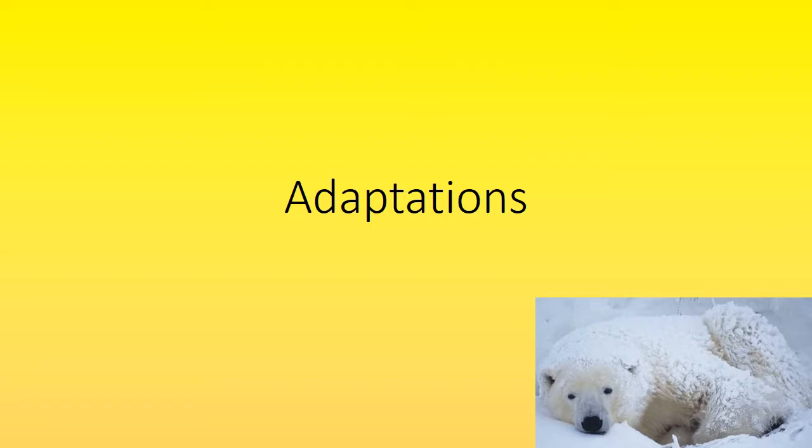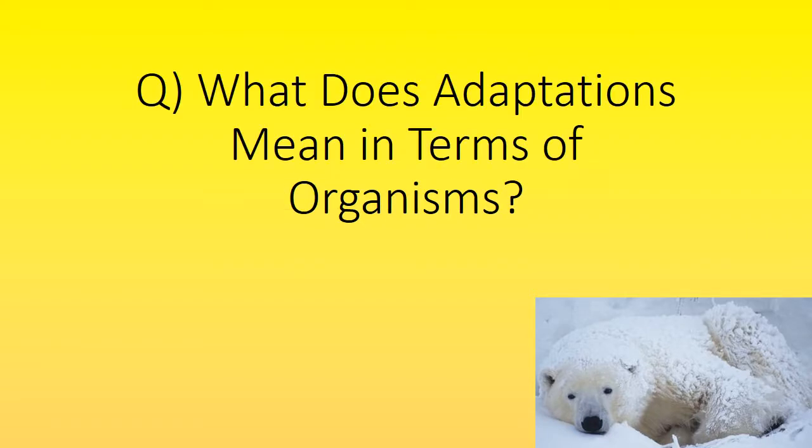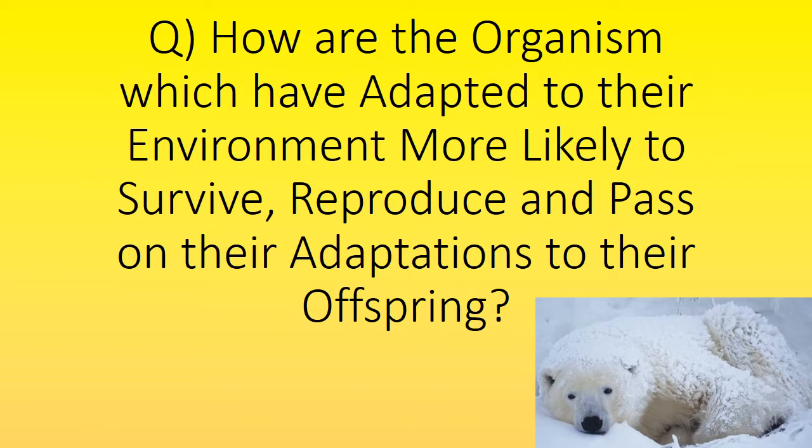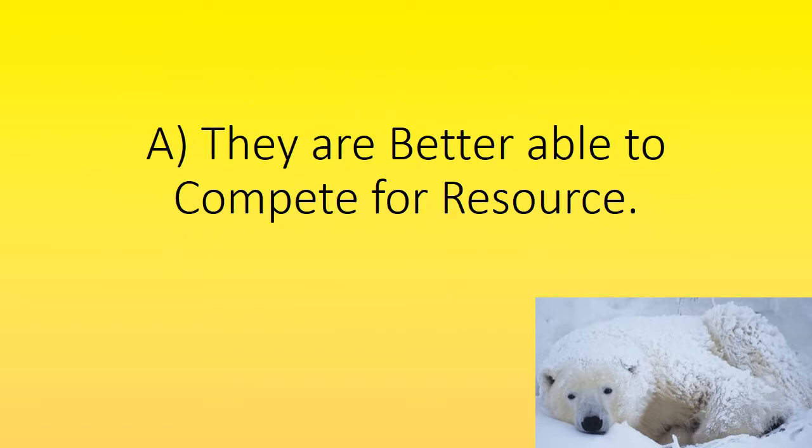Adaptations. What does adaptations mean in terms of organisms? The features that organisms have that make them better suited for their environment. How are the organisms which have adapted to their environment more likely to survive, reproduce, and pass on their adaptation to their offspring? They are better able to compete for resources.